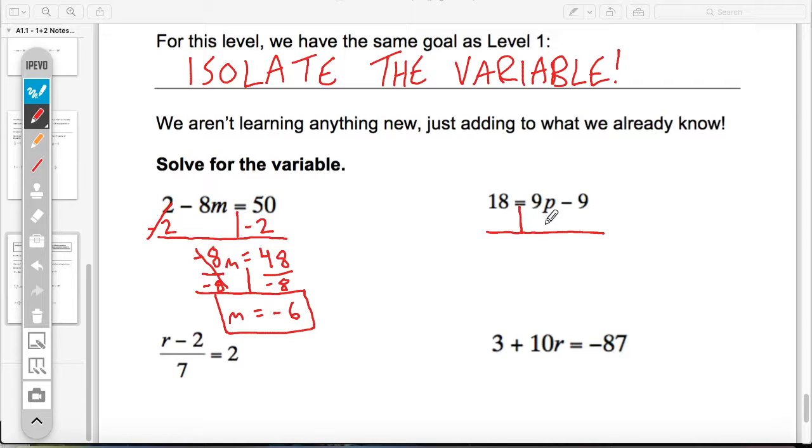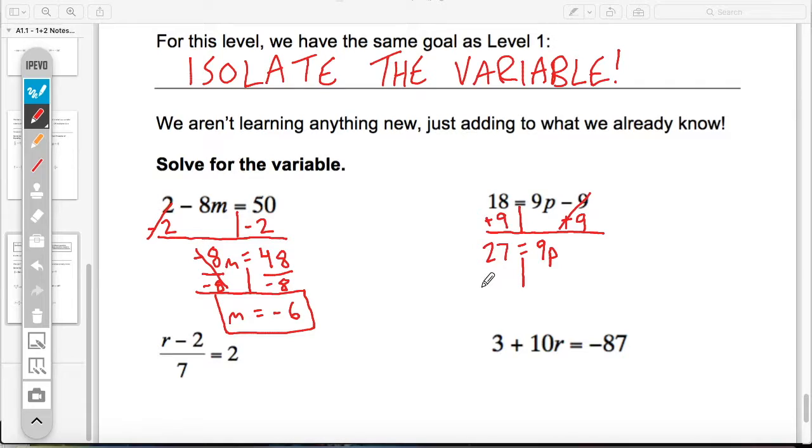This expression right here has my variable. So I want to get this expression by itself. So it would be by itself if it were not being subtracted by this 9 right here. So since this 9 is being subtracted, I'm going to add 9 to both sides. And of course, if this isn't making sense right away, please come see me during class. So on this side we have negative 9 plus 9. That is 0, so I'm left with 9p on this side. Put my equal sign. 18 plus 9, which is 27.